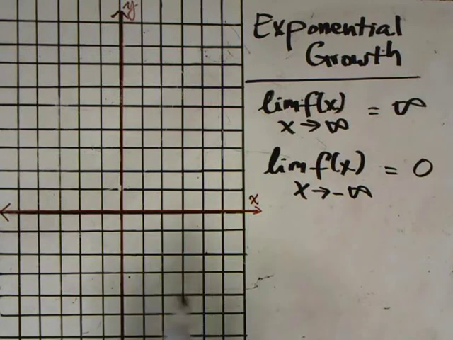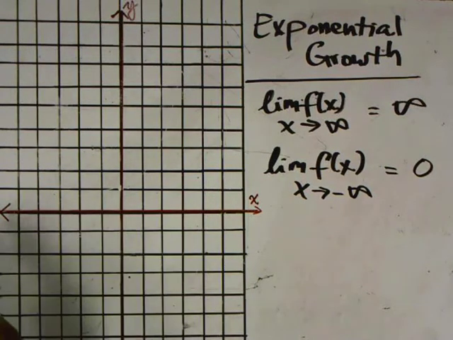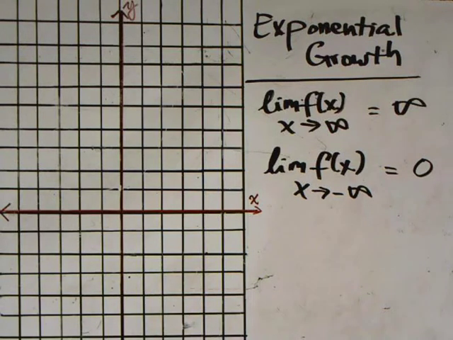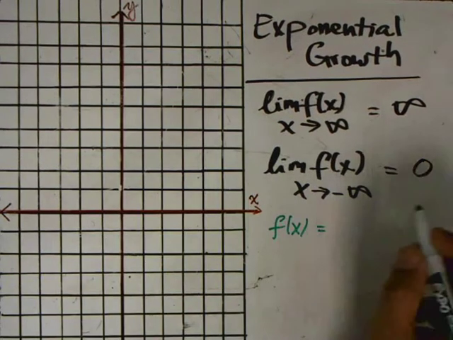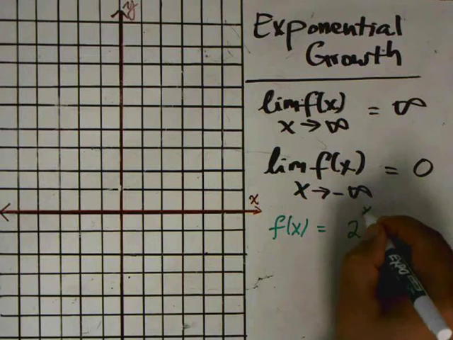In other words, as x goes towards the left, towards negative infinity, the function will get closer and closer to 0. One example of this is the function f of x equals 2 to the x.